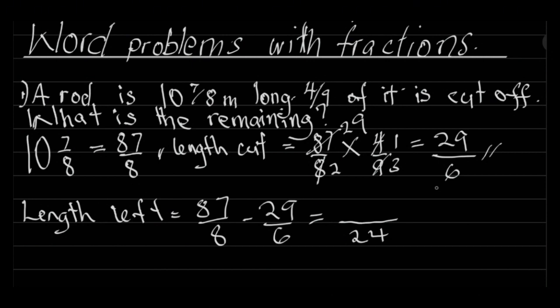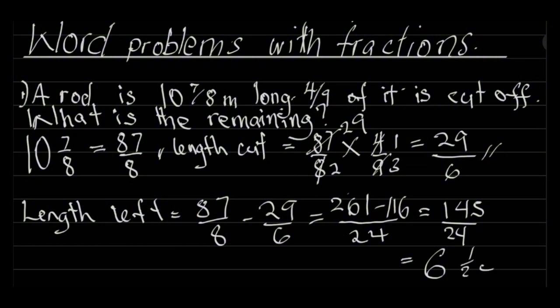Now 8 would go into 24 3 times. We have to have 87 times 3, so that would give us 261. And then 8 times 29 will give us 232. So that would be equal to 145. That is when you do your subtraction, all over 24. Alright, and if we are to change this to a mixed fraction, we are to have 6 whole number 1 over 24. So this is one way of solving it.